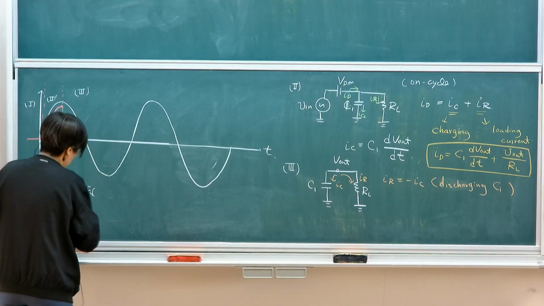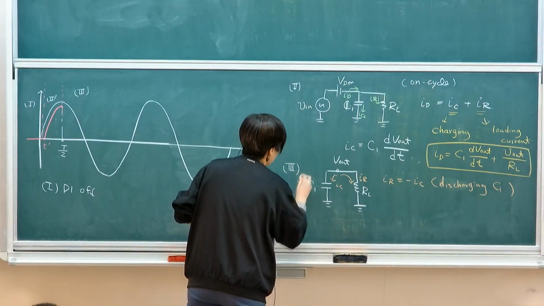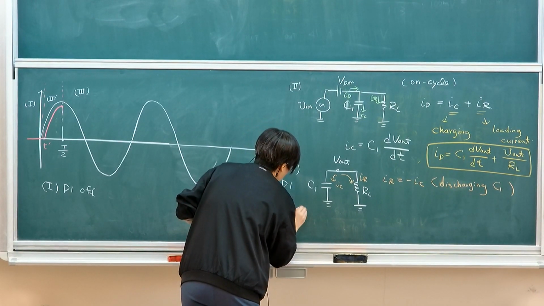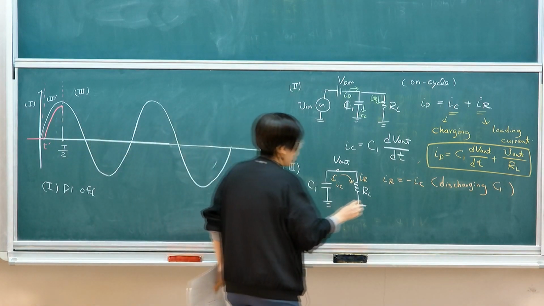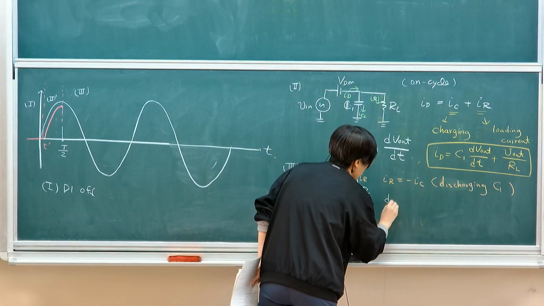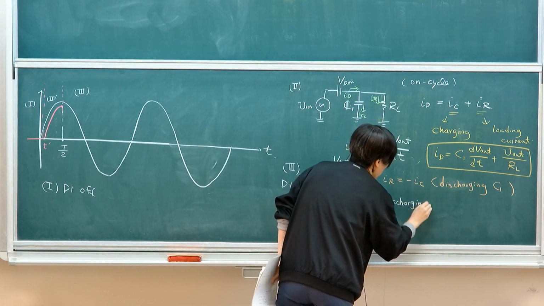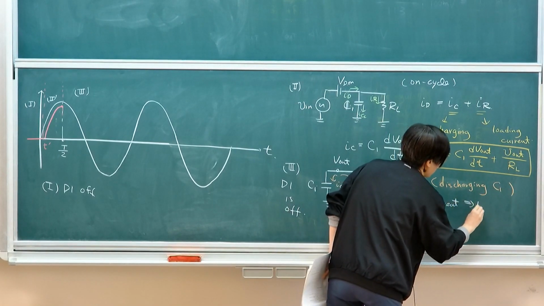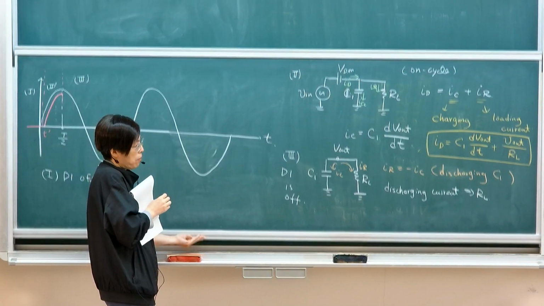So phase 3 is discharging. This is when D1 is off. So when D1 is off, you will use the discharging current to support the R load. So let's look at what will happen.